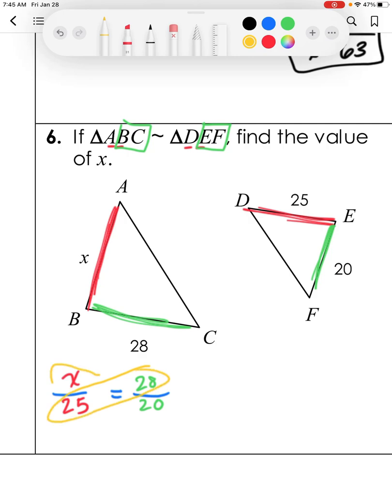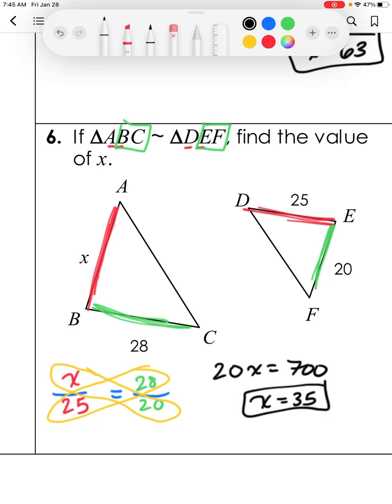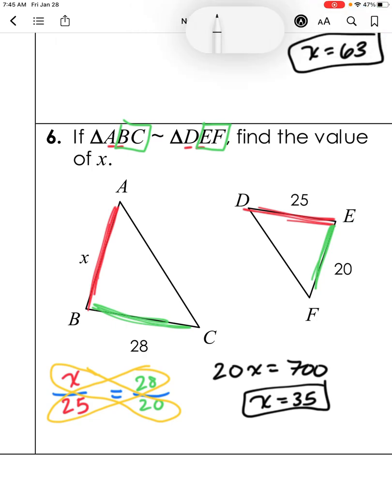Now cross multiply. x times 20 is 20x. 25 times 28 is 700. And dividing to get x to be 35. Let me know what questions you have so far. I believe there is one more page to look at.